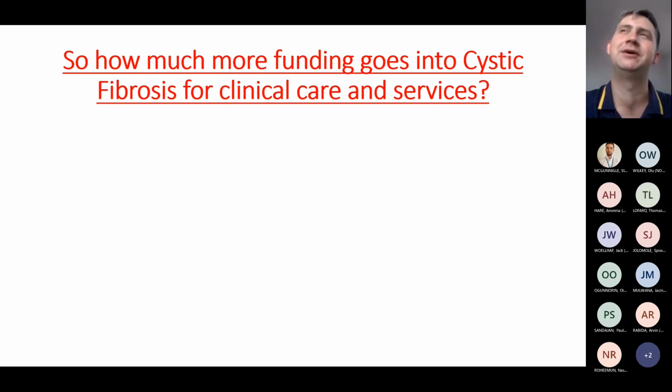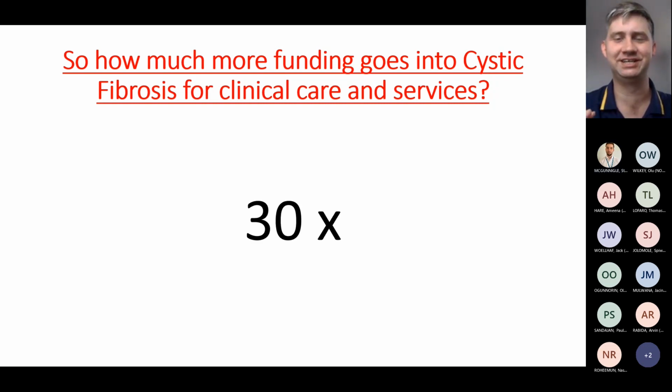Actually, not as a percentage, about how many times more? I'll throw out 20, Chris. I'll give you a number. Give me a number, thank you, Stuart. Yeah, not far off, it's actually 30. So 30 times more funding goes into cystic fibrosis for care and various services.